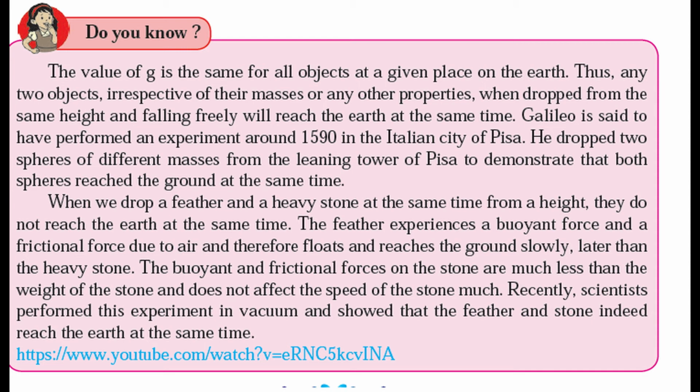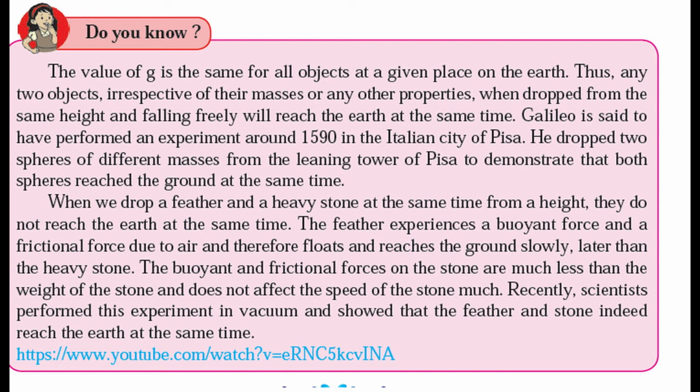Galileo is said to have performed an experiment in 1590 in the city of Pisa, which is in Italy. He dropped two spheres of different masses from the Leaning Tower of Pisa to demonstrate that both spheres reach the ground at the same time.